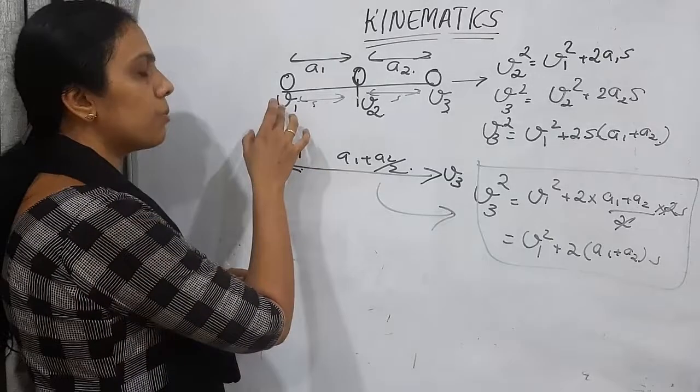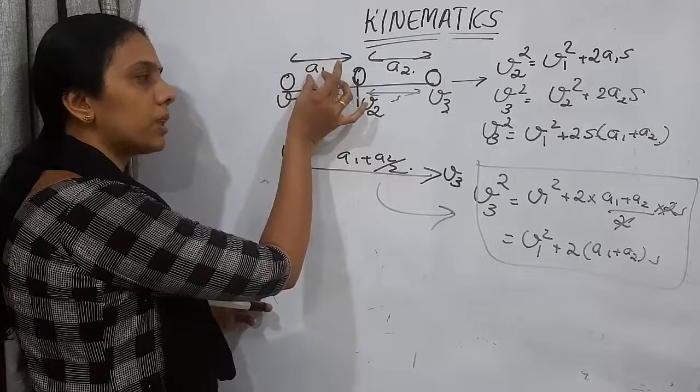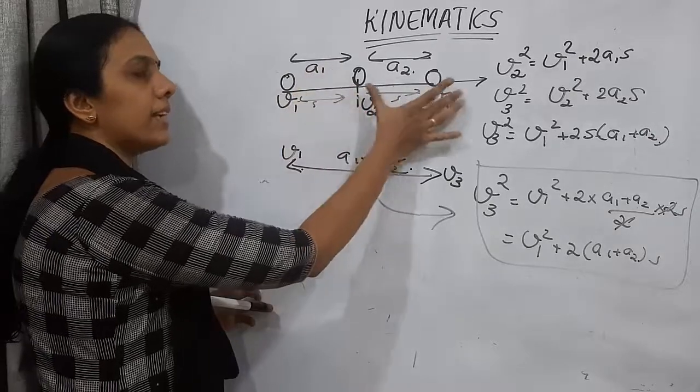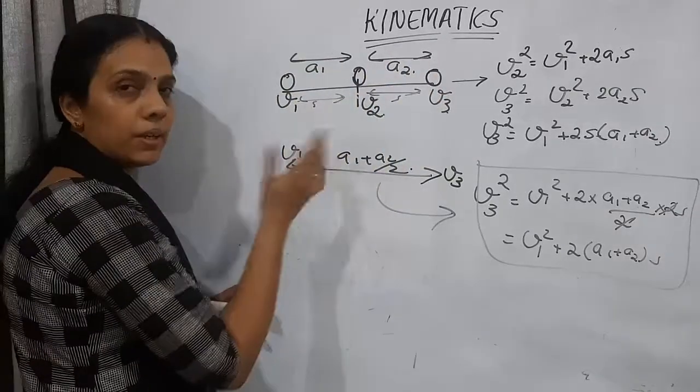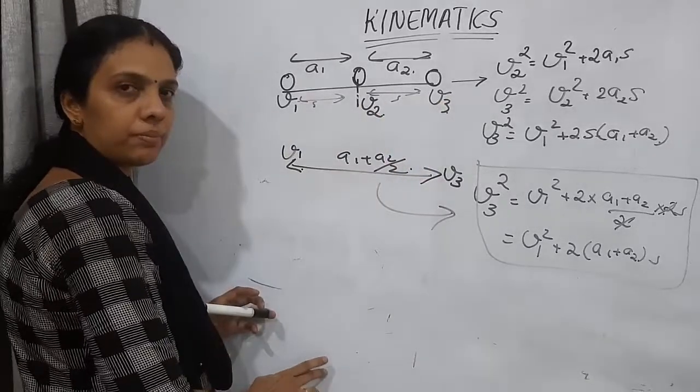See, initially both are starting with the same velocity. In the first half it is moving with a particular acceleration, in the second half it is continuing with another acceleration and reaching velocity v3.